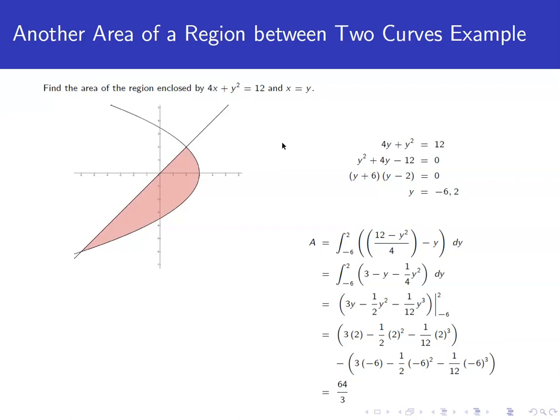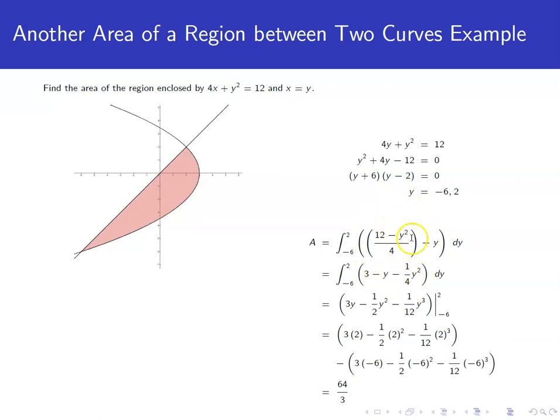So the -6 will be our lower limit of integration. The 2 will be our upper limit of integration. And remember, when we're integrating with respect to y, we're going to use our right curve as the bigger curve and the left curve as the smaller curve, because these x values here would be bigger than the corresponding x values on the left curve at the same values of y. So instead of doing a top minus bottom, we're doing a right minus left.